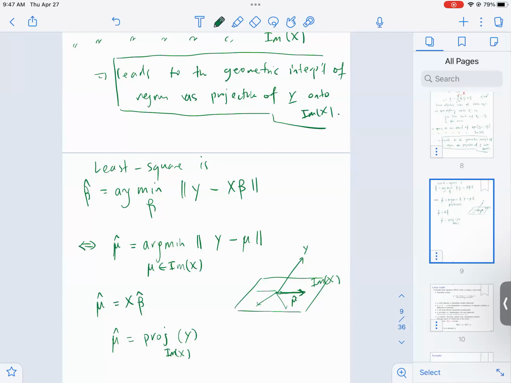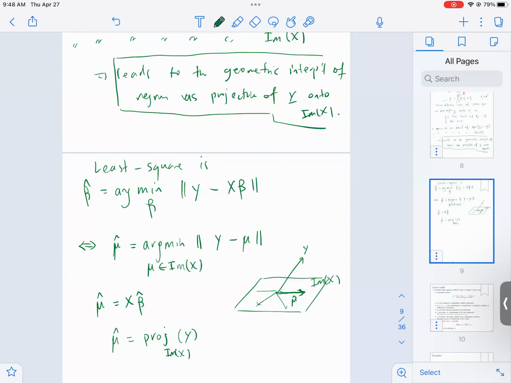Sounds good? Questions? Everyone happy with the geometric interpretation? So how we got there, if you recall, we just write things in matrix vector format, and then if you look at the columns of the design matrix and write things down, you'd see this geometric interpretation come up. Okay.